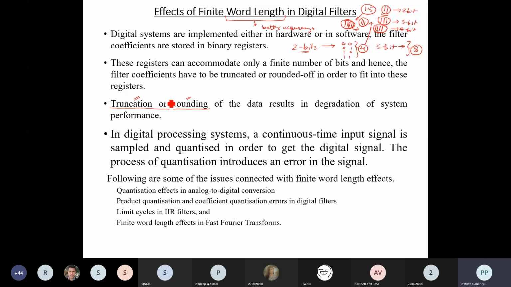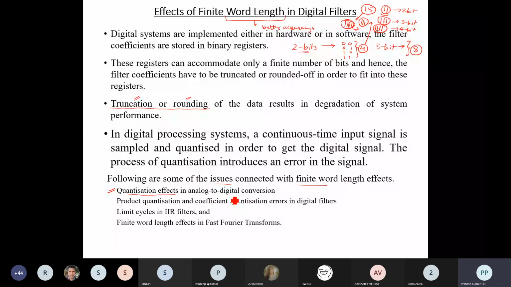Okay, so the effect of this finite word length in complete DSP applications could be, first, the quantization effect in analog to digital conversions. Whenever we convert an analog value to a digital value, there may be an effect called quantization effect. There are different issues related to the finite word length. If we have a finite word length, what will be the problems related to it? So this is the quantization effect in analog to digital conversion.